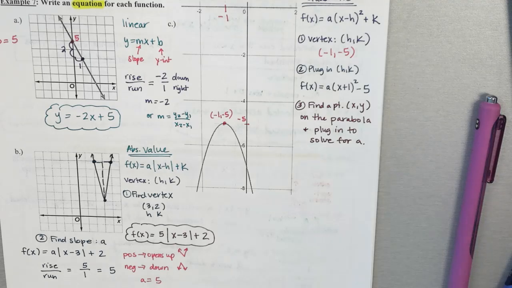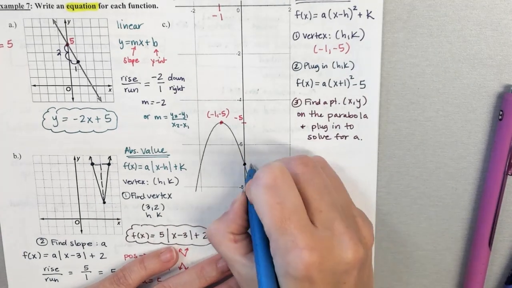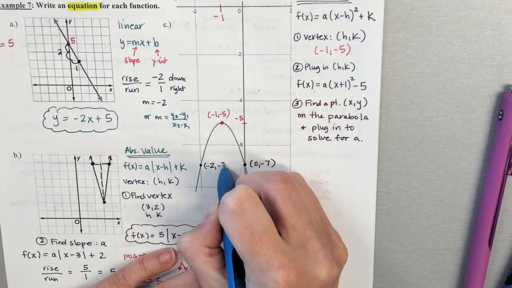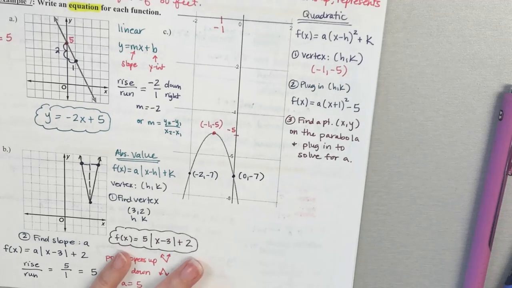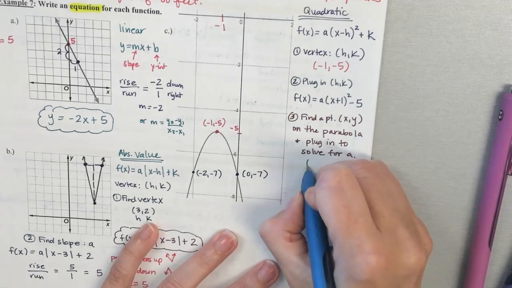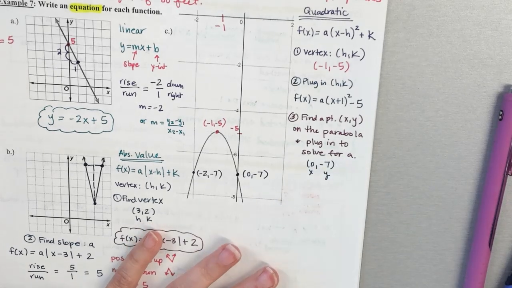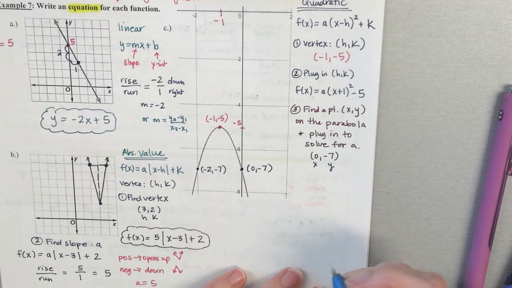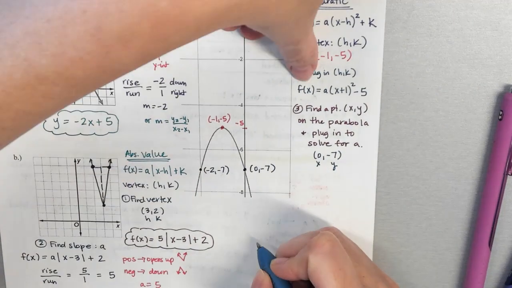So what point did we find? Yeah, 0, -7 is great. And some of you may have found its friend, -2, -7. So it honestly does not matter which one you choose. Okay, you can choose either one of those. So if we do 0, -7, I'm going to plug in 0 for x and then -7 for y. You might not always find one that's the y-intercept, okay? And then we're going to substitute that into our equation.